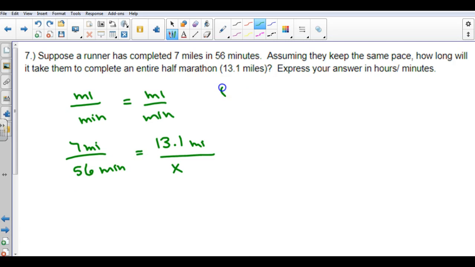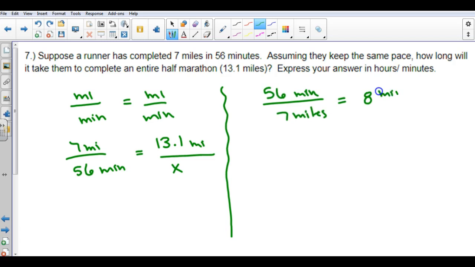The other way that I would look into it is to look at how fast they are actually traveling, how many minutes it is per 1 mile. So what we could do is look at 56 minutes divided by 7 miles, and that tells me that that person is running an average of 8 minutes per 1 mile. So then if we knew how fast they were running and we knew how many total miles they had, I could take that 8, which is minutes per mile, and multiply it by 13.1 miles. And that would give me then the total number of minutes that it would take, which ends up being 104.8.